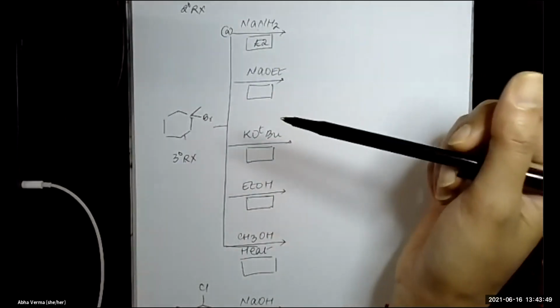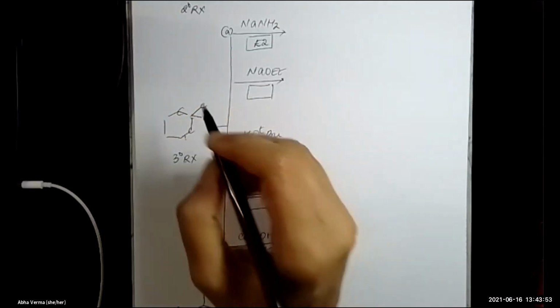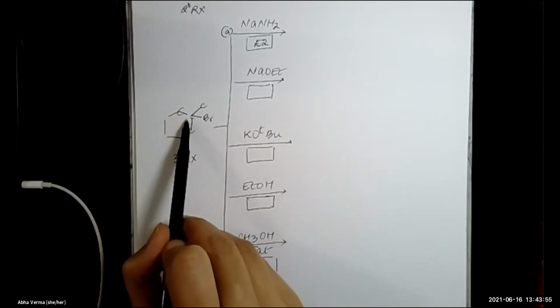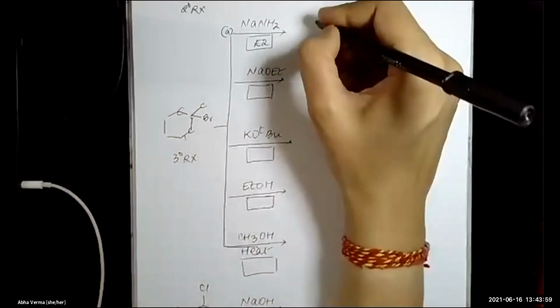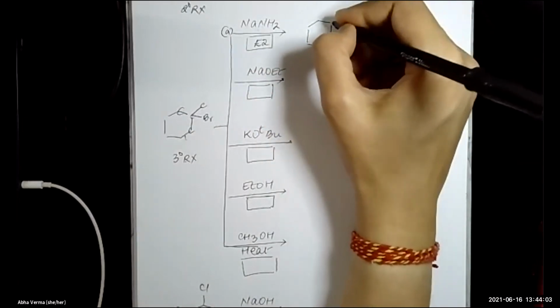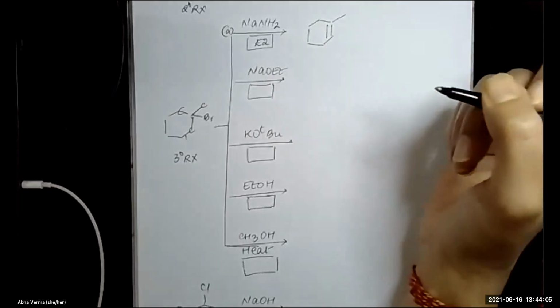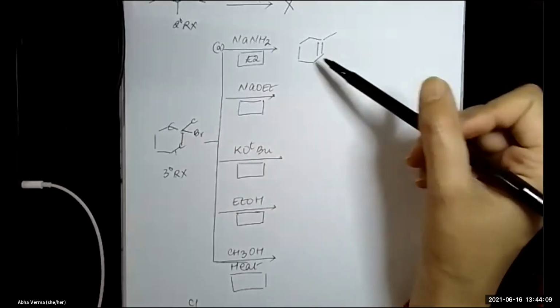The only thing that I have to find is which beta hydrogen should I use? If I go here or I go here, it's going to be the same product. So good try, Sammy. This is going to be my major product. Who does not understand this?